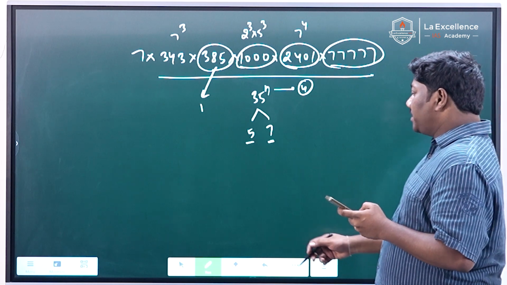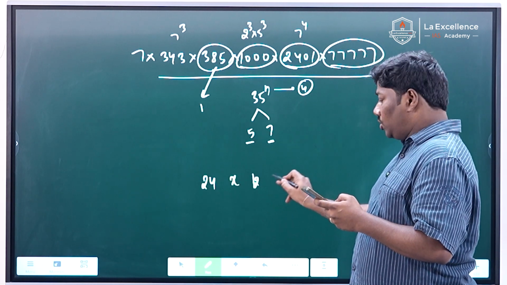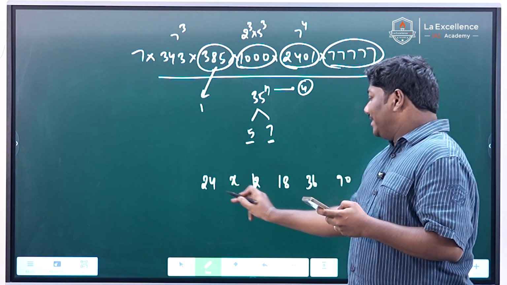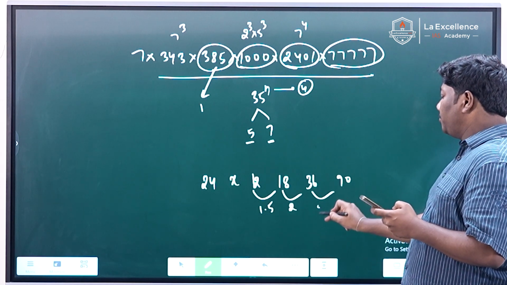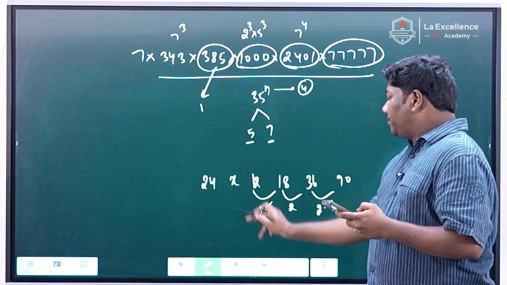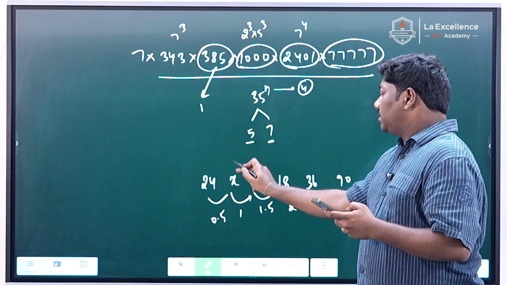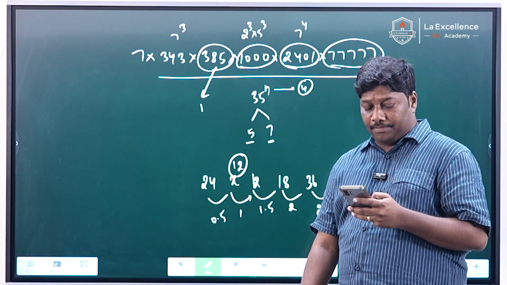And there is a sequence based on a 0.5 series. It is 24, x, 12, 18, 36, 90. You can clearly see it is 1.5 times, 2 times, 2.5 times. So going backwards, this one is 1 time, this is 0.5 times. So it will be 12. Based on series, it will be very simple.